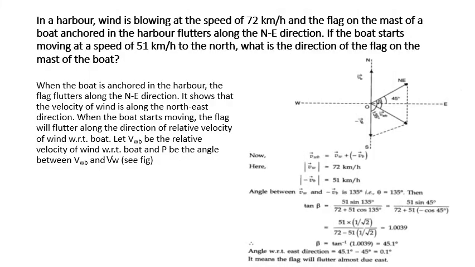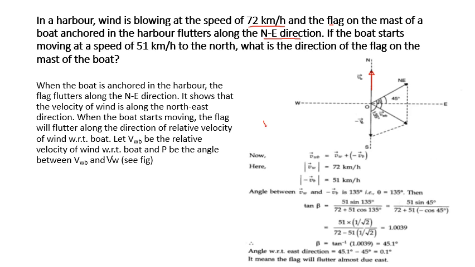First question. In a harbor, wind is blowing at the speed of 72 kilometers per hour and the flag on the mast of the boat anchored in the harbor flutters along northeast direction. So what is the direction of flag? Northeast direction. If the boat starts moving at a speed of 51 kilometers per hour to the north, so the boat is going to move towards north direction. What is the direction of the flag on the mast of the boat? This you have to find out.